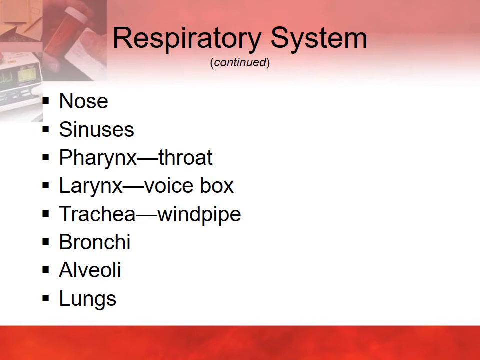Nasopharynx, that's the uppermost portion behind the nose. The oropharynx is that middle section behind the oral cavity, and the laryngopharynx, this is the bottom section that branches into the trachea. The larynx is the voice box, and that lies between the pharynx and the trachea.